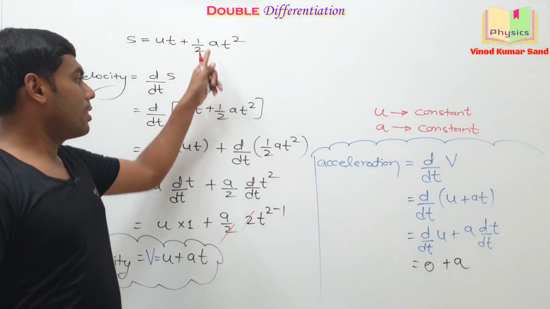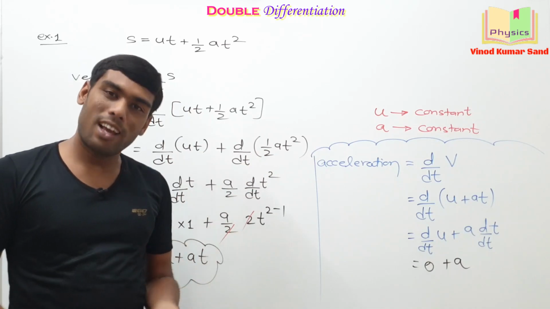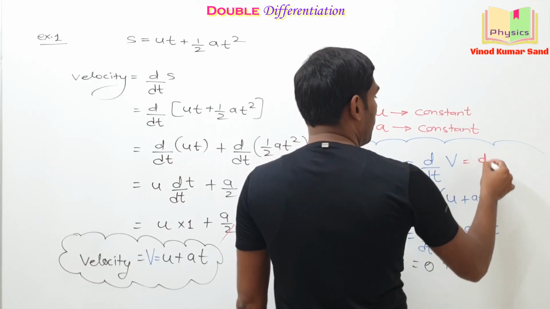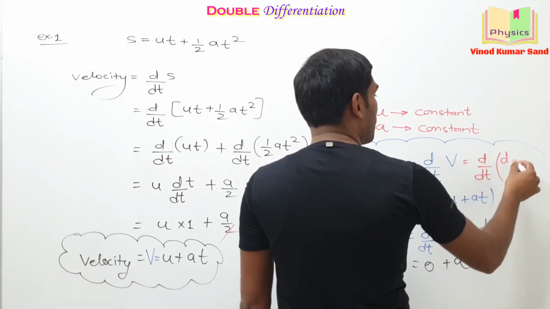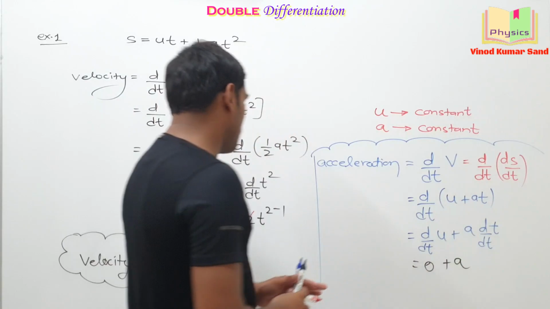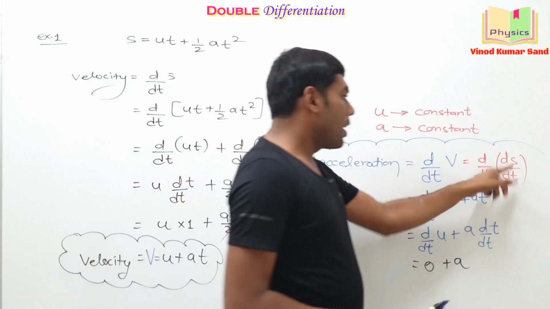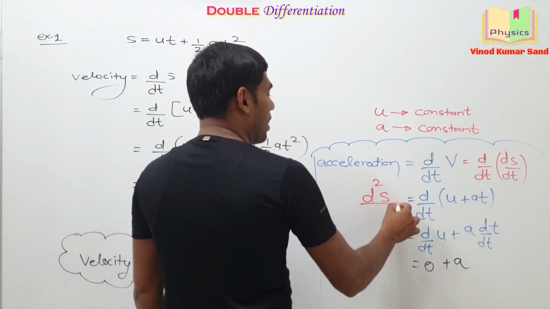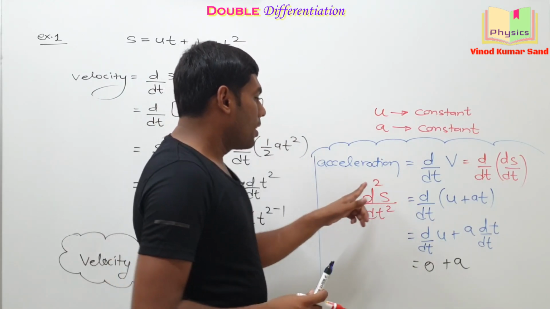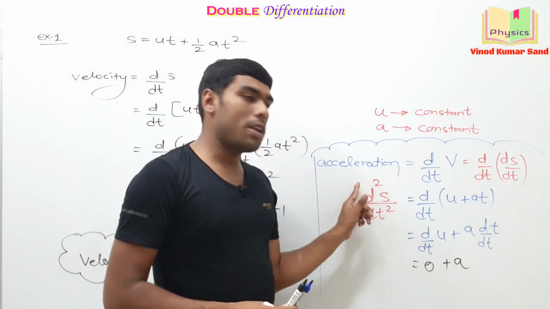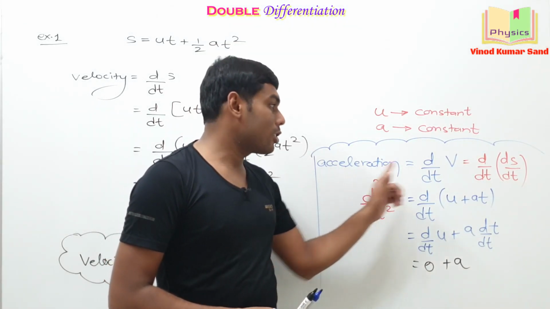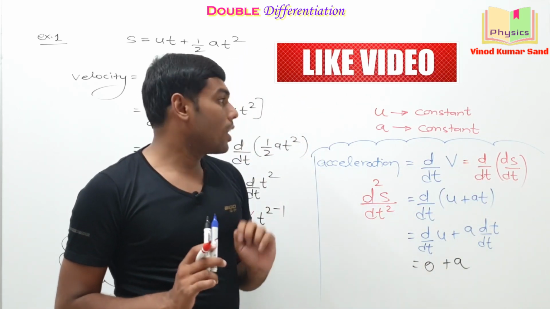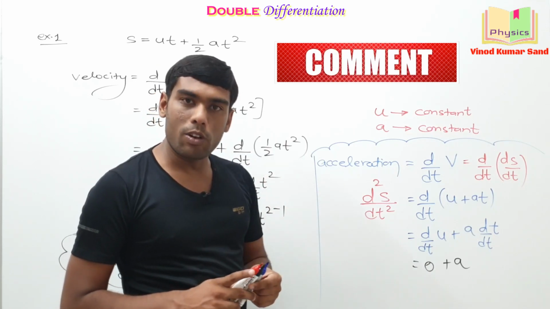And if you remember, in these equations, the a is actually the acceleration. Now this a can be written as d by dt of ds by dt, because the v was ds by dt, and this in turn can be written as d2s by dt square. The double differentiation of the displacement gives you the acceleration. Either you write like this or you write like this, both are the same thing. So this is how we go with the double differentiation.